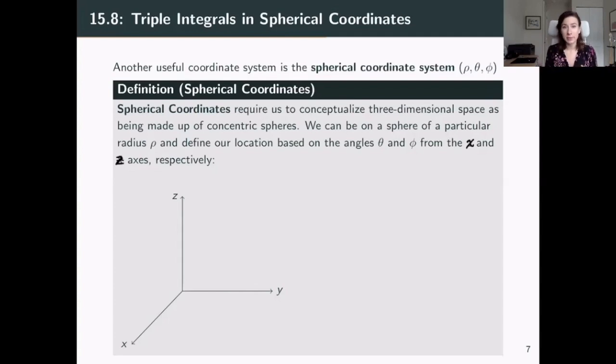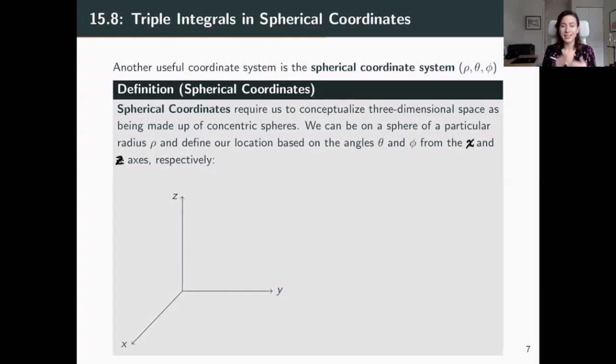When dealing with spherical coordinates, we're doing a very similar thing, except we're viewing the three-dimensional space as a bunch of concentric spheres. So rather than thinking of where we are within the grid of three-dimensional space, we want to ask ourselves, which sphere are we on and where are we on that sphere? If we can answer those questions, that's how we're going to set up our spherical coordinates.